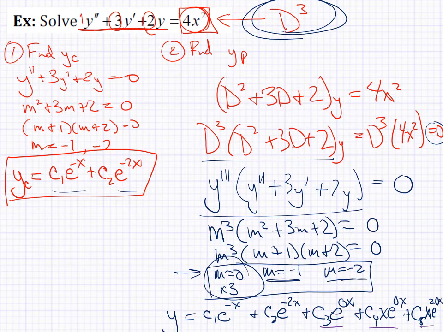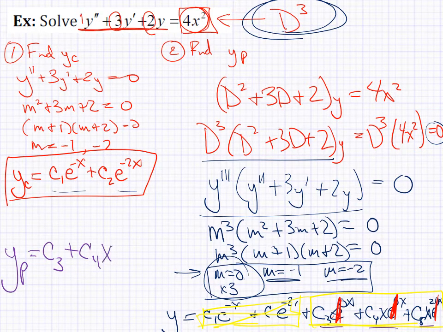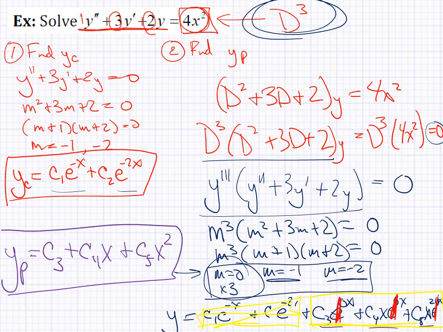Well, e to the 0x is just 1, so technically this is a 1, this is a 1, this is a 1. But the key here is what I do is take what I already know, which is all this, and I get rid of it. And what's left over, that's my y sub p. So what this just told me is that y sub p should look like this: c3 times 1 plus c4 times x times 1 plus c5 times x squared times 1. So this is the form of y sub p.